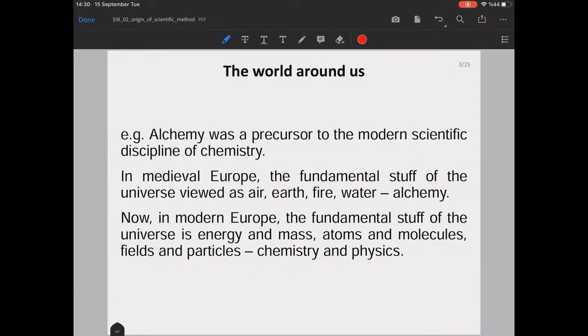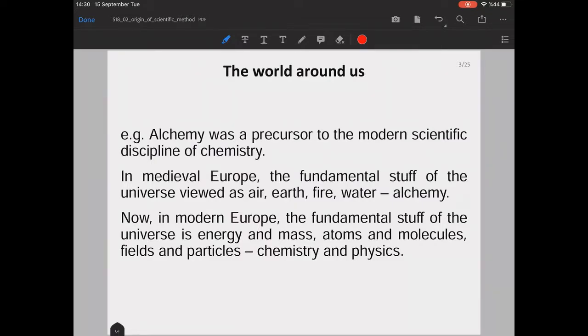We try to understand the world around us by our sensory organs, by looking, by hearing, by touching, by tasting, whatever. And alchemy was a discipline, a precursor to the modern scientific discipline of chemistry, we can say that. It has been like a semi-science at the beginning of this approach to perceive the world around us.